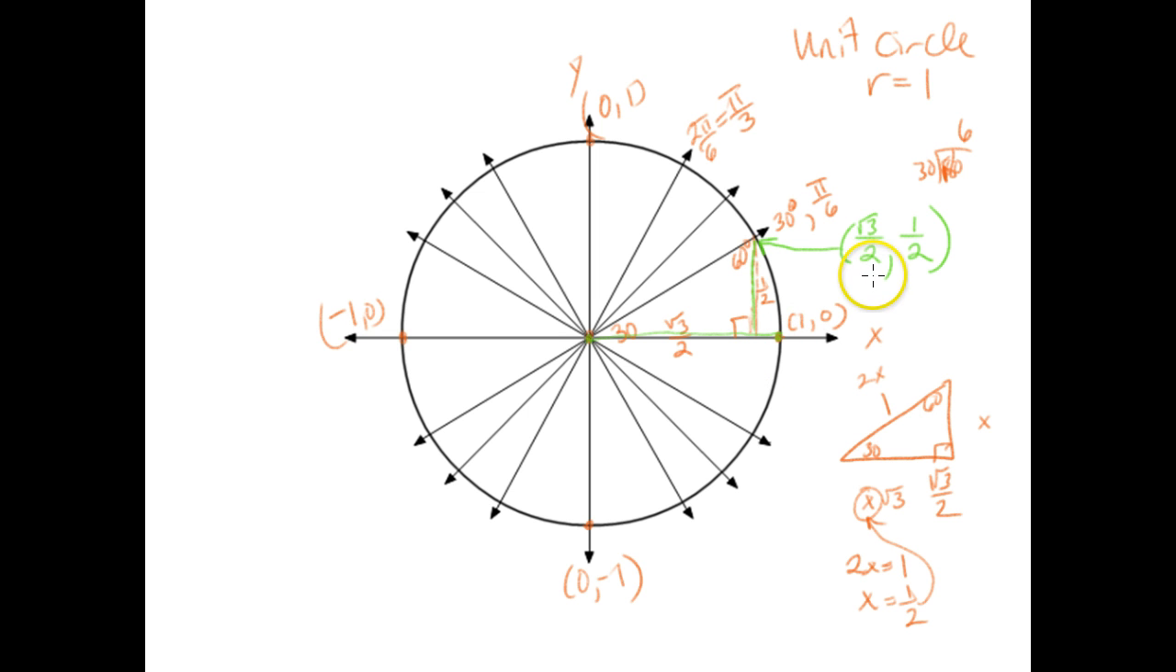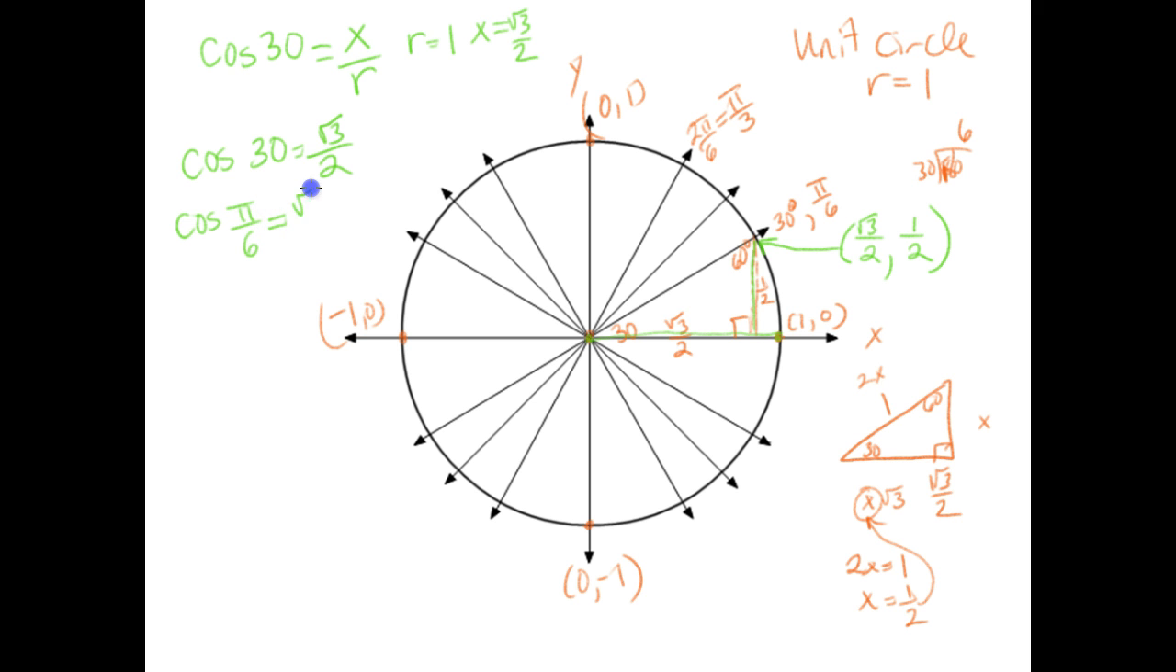Now, the other convenience of the unit circle is if I say, okay, find cosine of 30. Cosine of 30 is equal to, we know from earlier, x over r. What is r in the unit circle? r equals 1. What is x from this point? It's equal to root 3 over 2. So the cosine of 30 is equal to the square root of 3 over 2. And also keep in mind that the cosine of pi over 6 is also equal to root 3 over 2. This is in degree mode. This is in radian mode. Okay?